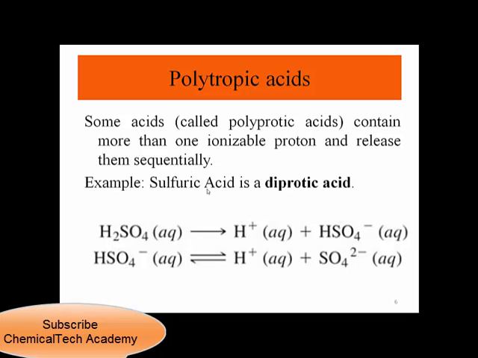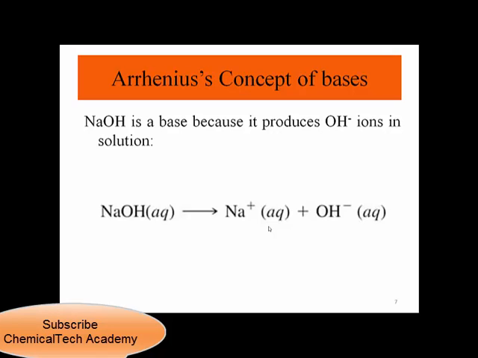For example, sulfuric acid is a polyprotic acid, sometimes called diprotic acid because it has 2 protons. As you see here, sulfuric acid is a very strong acid. It releases 1 proton, and we have HSO4-. Then HSO4- has 1 more proton, but this acid is going to be weaker. So we have proton plus SO4 2-, proton plus sulfate. So it releases 2 protons in 2 steps.